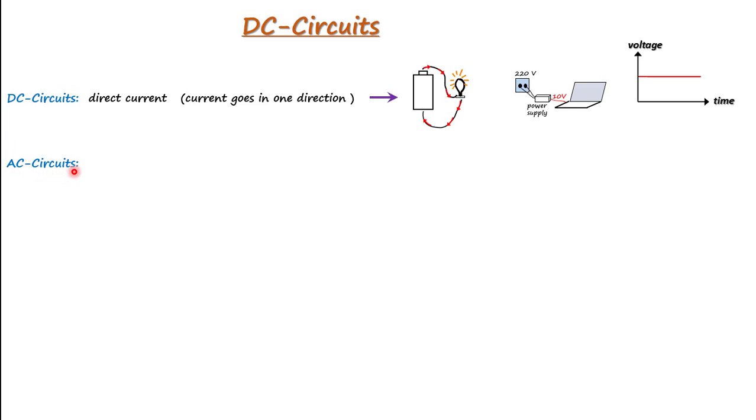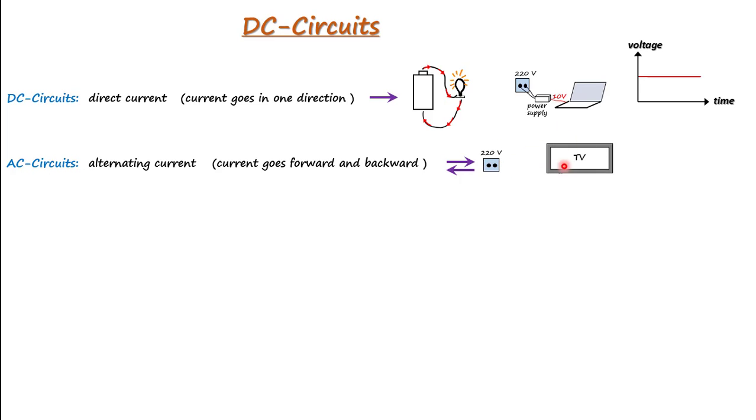Now for the AC circuits, AC stands for alternating current. Current goes forward and backward. Actually, it's oscillating back and forth, like this. Let's consider the same outlet, 220 volt, and let's say we have a TV. When you plug your TV into the wall, electricity flows in one wire to the TV and then goes back into the wall through the other wire. But they travel like that for a very short amount of time and for a very short distance.